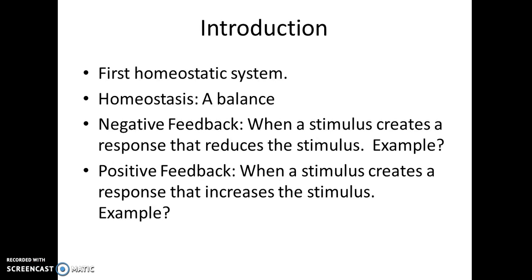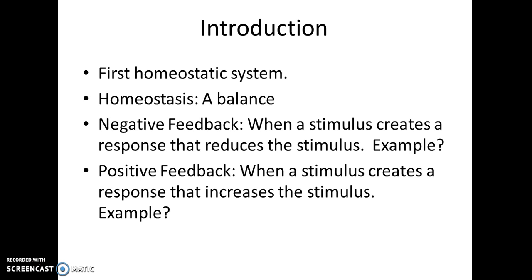So we're going to start with the introduction, saying that the immune system is a homeostatic system which allows us to maintain our balance. And with all homeostatic systems, we need to review negative feedback. When the stimulus creates a response that reduces the stimulus, like a hungry baby, when it's hungry, it cries. That's our stimulus to feed it, which reduces the stimulus, which is crying.